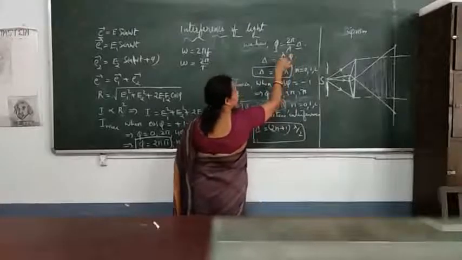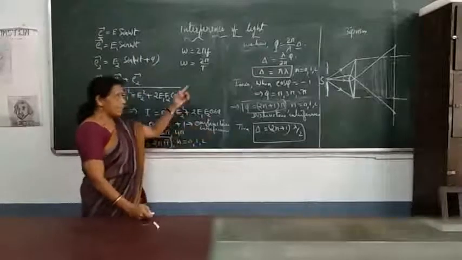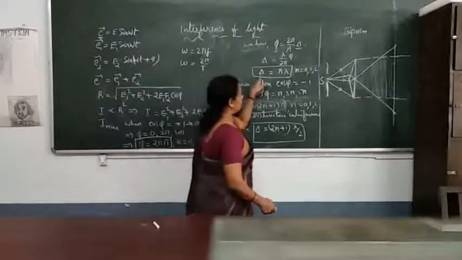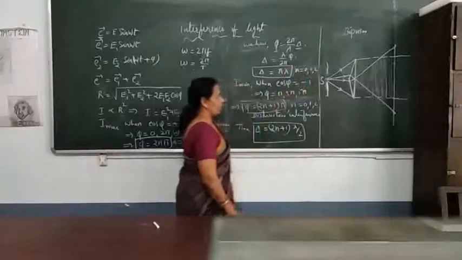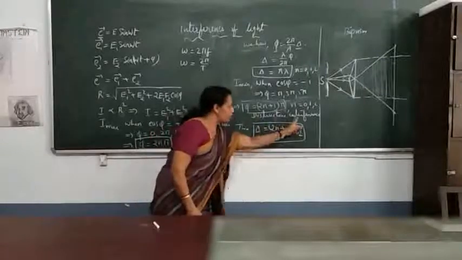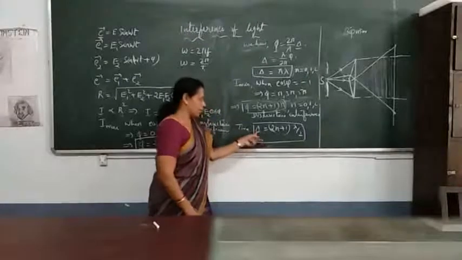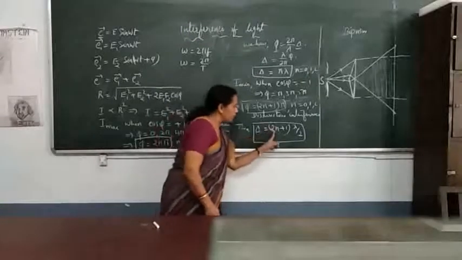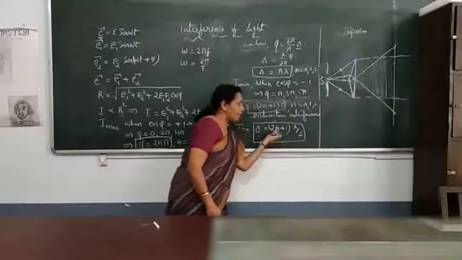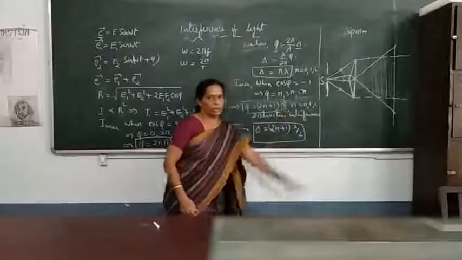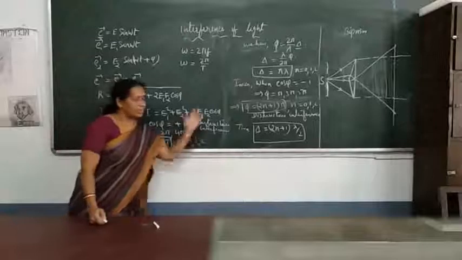Using this, we get the condition for constructive interference in terms of path difference as delta equal to n lambda, where n is an integer taking the values 0, 1, 2, 3 and so on. Similarly, for destructive interference, the condition in terms of path difference between the waves is (2n plus 1) lambda by 2, an odd multiple of lambda by 2, where n, an integer, takes the values 0, 1, 2, 3 and so on. And this is about the two types of interference, constructive and destructive.